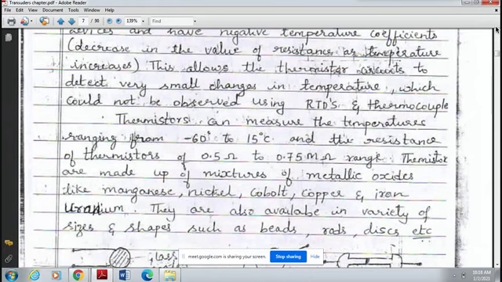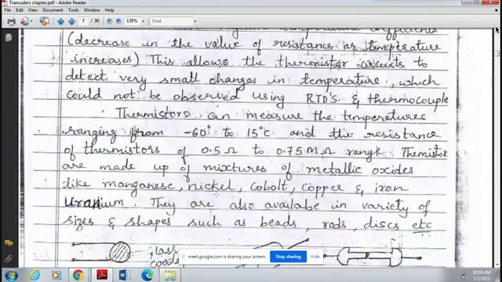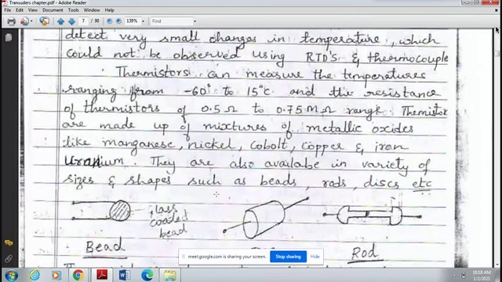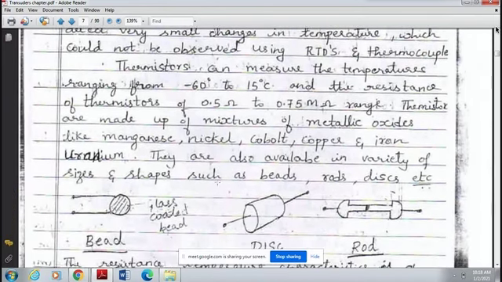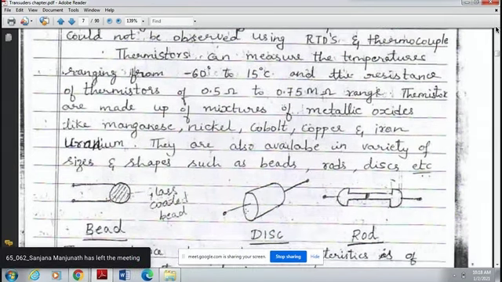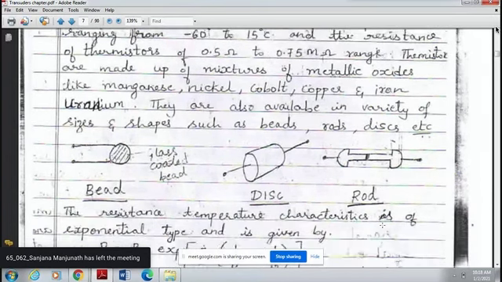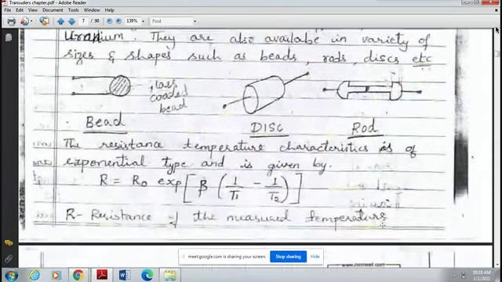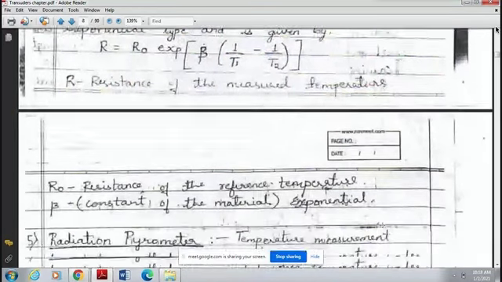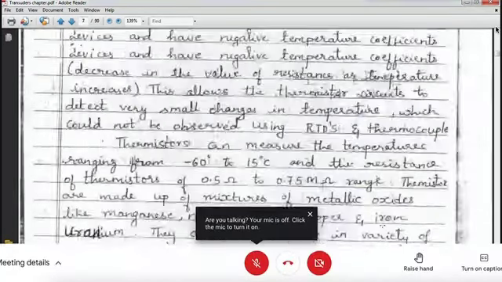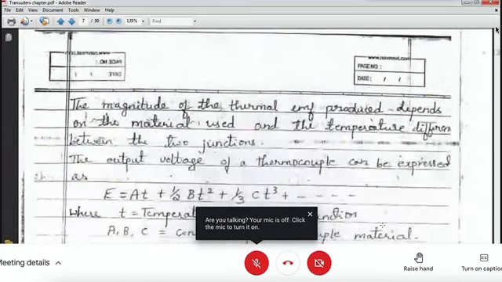These are also available in a variety of sizes and shapes such as beads, rods, discs. You can see thermistors like this. It will be of this type. It looks like a ceramic capacitor, I showed you in the lab. It will be in that shape, normal disc shape resistors, and also in rod shape. So in this way it is available. There is no explanation needed here. Just write about the function of the thermistors.